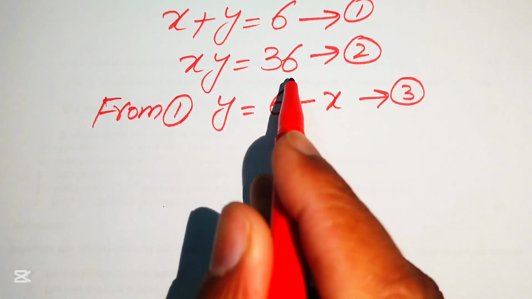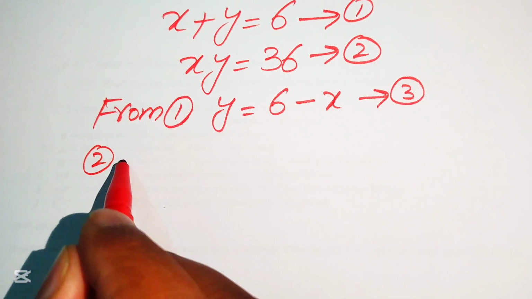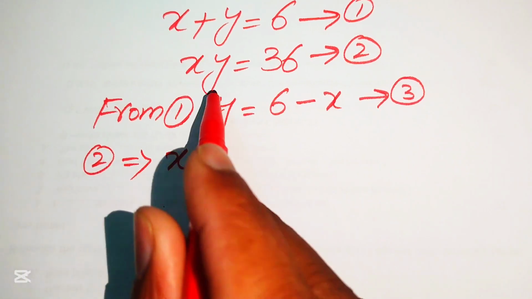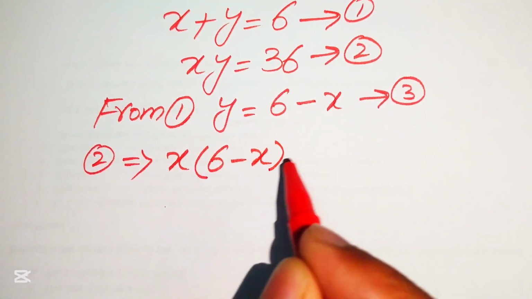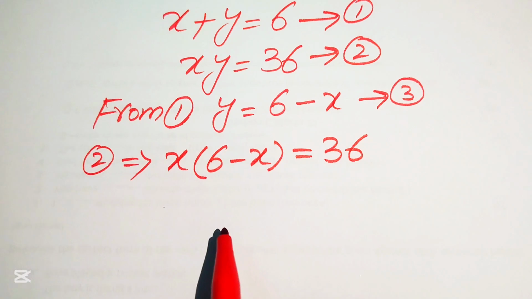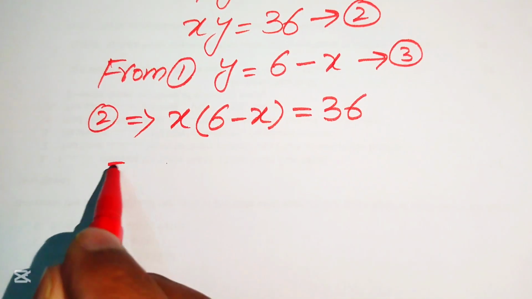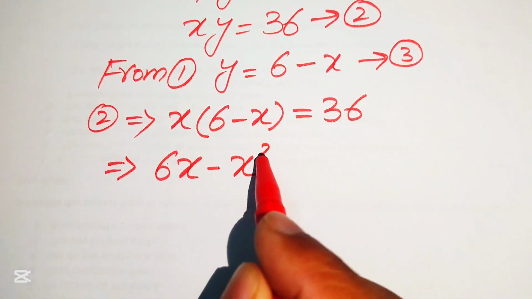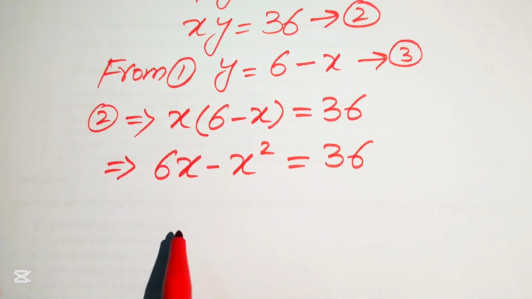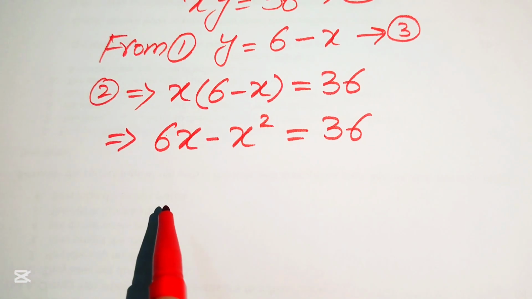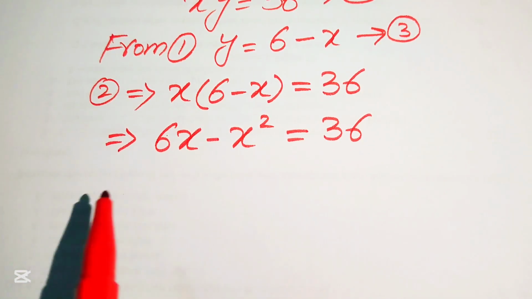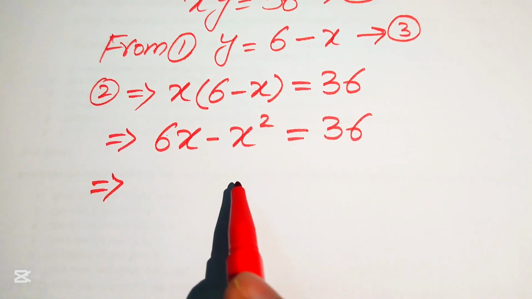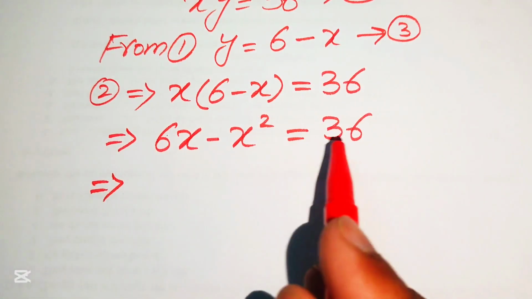Now we use equation number 3 in equation number 2, so equation number 2 implies xy, and the value of y is 6 minus x, equals 36. Now we multiply this x on both of these terms, and it will be written as 6x minus x square equals 36. You see this equation becomes quadratic in x but not in the standard form. So first we write this equation in the standard form, so we move these two terms to the right hand side.